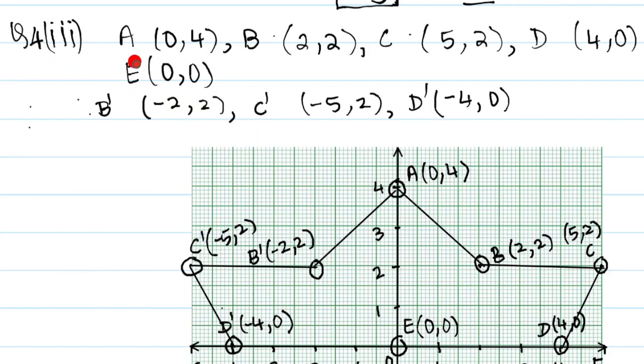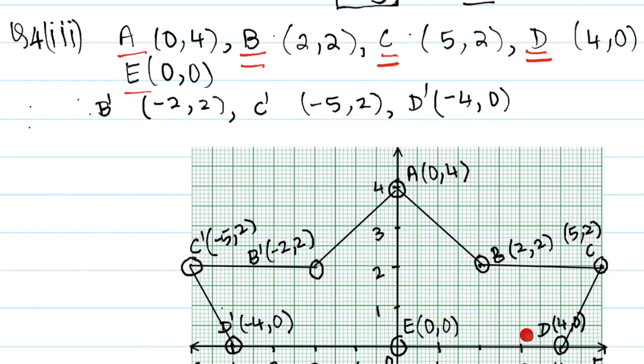So here I have written the coordinates of A, B, C, D and E, and B, C and D are reflected in the y-axis. So B becomes (-2, 2), C becomes (-5, 2) and D becomes (-4, 0). You know how to reflect it, right?